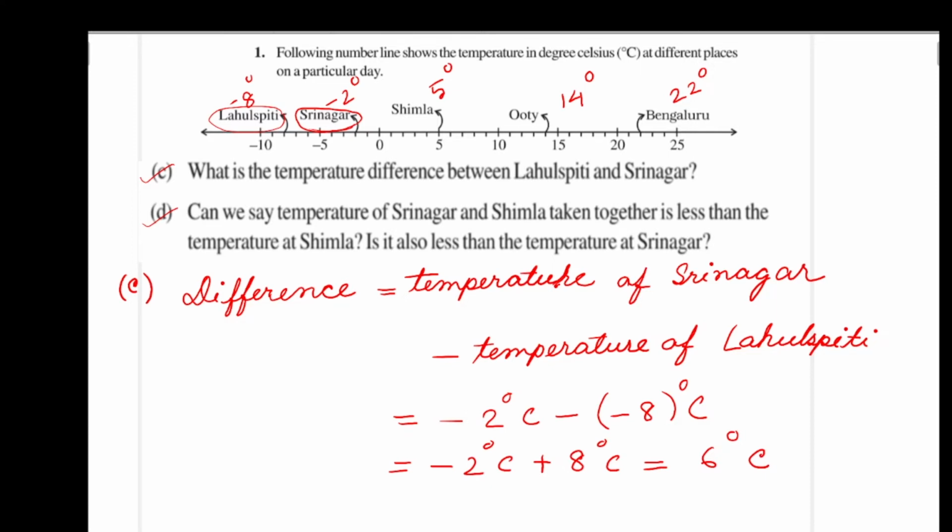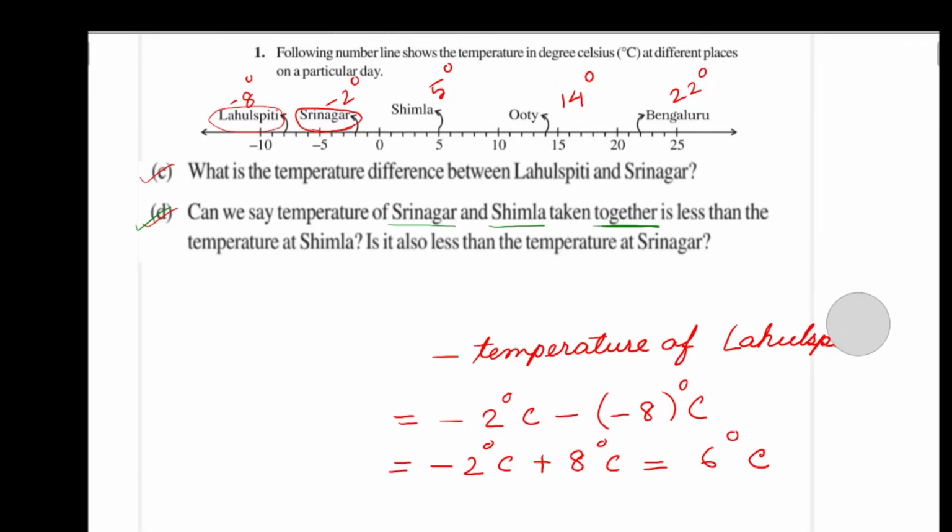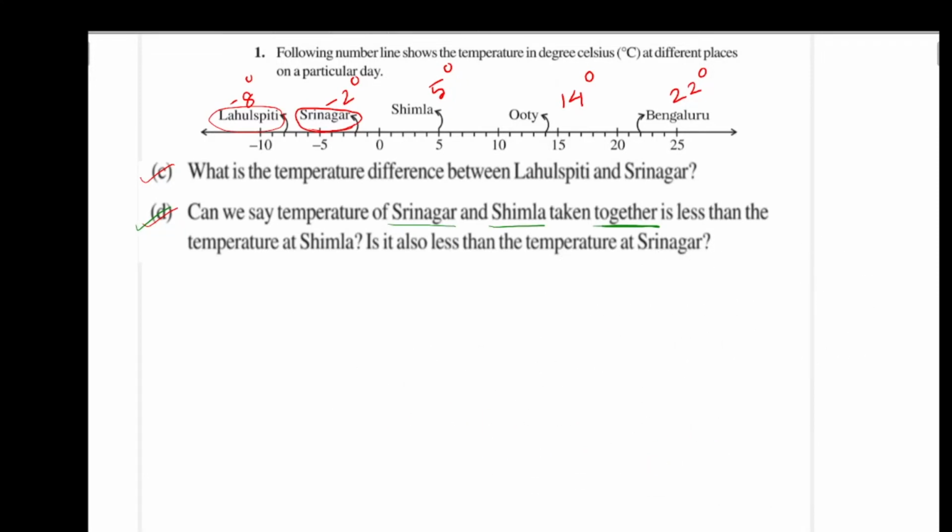Next, question D. In question D, what is given? Can you say the temperature of Srinagar and Shimla taken together? For that I have to rub the answer of question C again. So you have to pause the video and write it down. Okay. So question D answer, together. So what is the temperature?